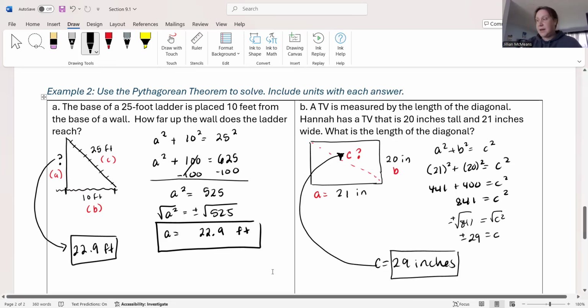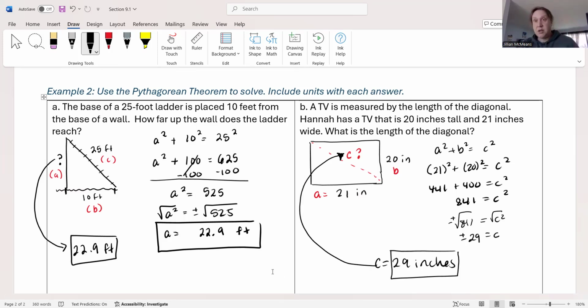Okay, so that is an application involving the square root property. What we're going to do in our last video for this worksheet is an application of the Pythagorean theorem. Okay, so meet me back here for that one.